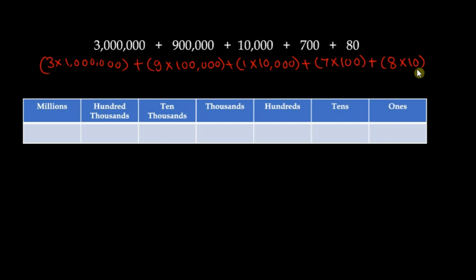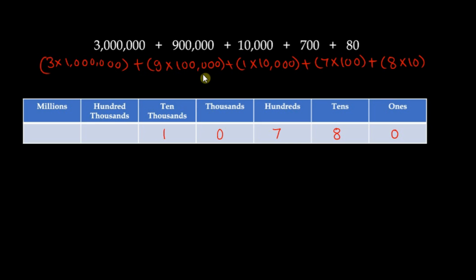Now 8 times 10 means 8 goes in the tens place in the place value chart, which means there is no digit in the ones place. Hence, we will put a 0 as a placeholder in the ones place. Next, we have 7 times 100. So 7 goes in the hundreds place. 1 times 10,000 means 1 goes in the 10,000s place, which means there is no digit in the thousands place. Therefore, we will put a 0 as a placeholder in the thousands place.